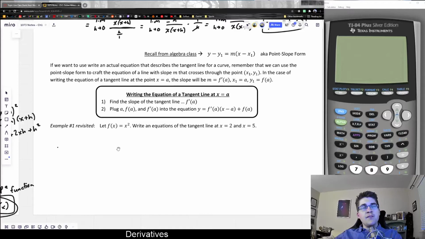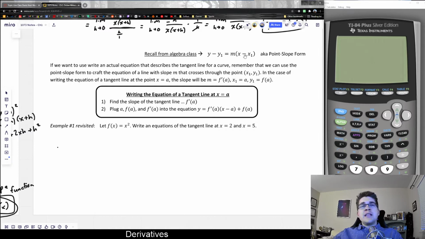In this video, we will be finding the equation of a tangent line by using the derivative function to do so. And so a quick review, remember from algebra class that the equation of a straight line is always given by the point-slope form equation. If you have a point and you have the slope, you can always use this structure as a basic outline.